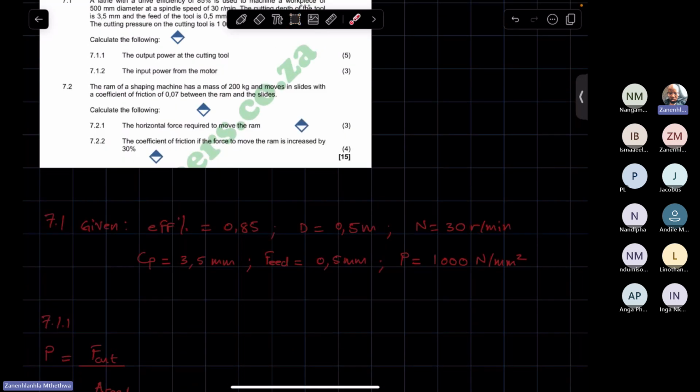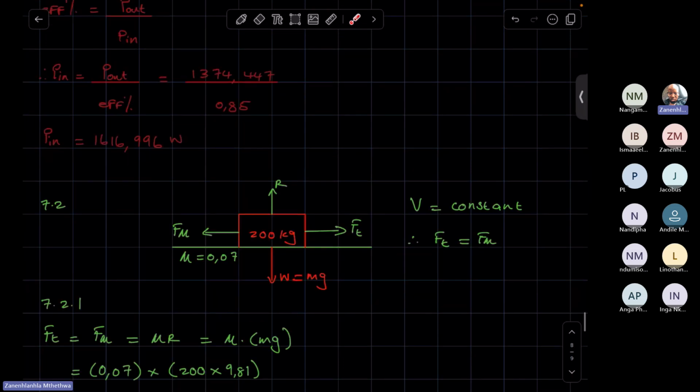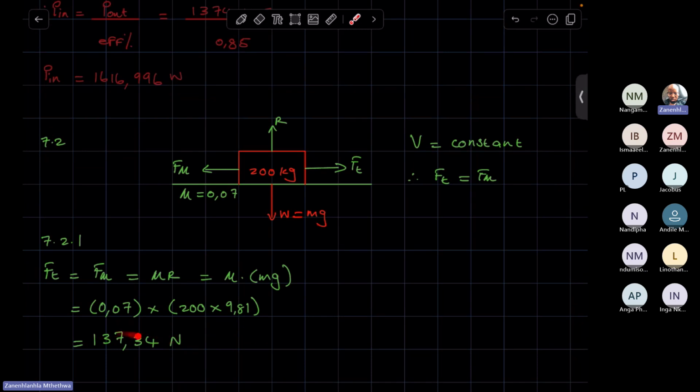Right, now last question. Calculate the coefficient of friction if the force to move the ram is increased by 30%. Right, so now they want us to calculate mu, the coefficient of friction, right? If the horizontal force has been increased by 30%, right? Remember that at this point, this horizontal force is essentially at 100%, right? So if they want us to calculate the coefficient of friction if this force has been increased by 30%, that essentially means that, what is this? Remember, Ft is equal to, what is this?